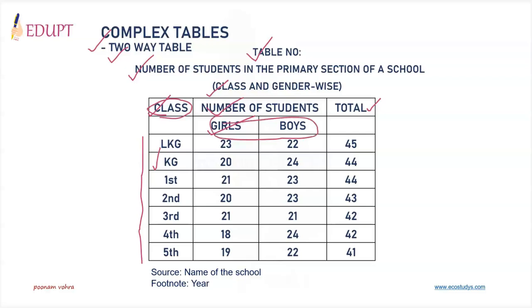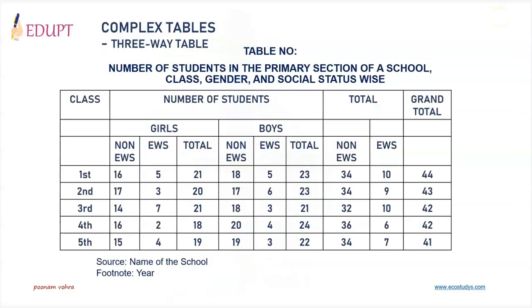And then one can have the source of information, which is the school itself. So name of the school would be written, and footnote would carry the year for which this information is applicable. I hope the two-way table is clear to everyone. Now have a look at this example. This is an example of three-way table.